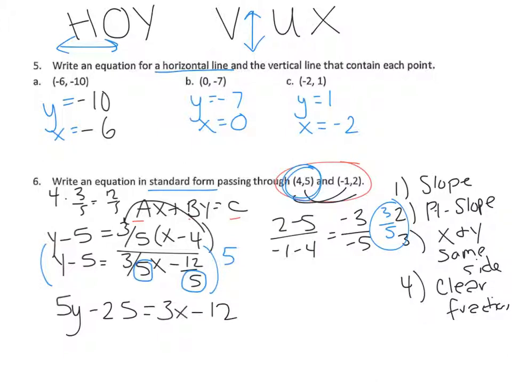The last step I want to do is get x and y on the same side. So this is going to be -3x plus 5y, and to get rid of that -12 or -25, add 25 to each side. So it's going to be equals 13. There's my final answer.